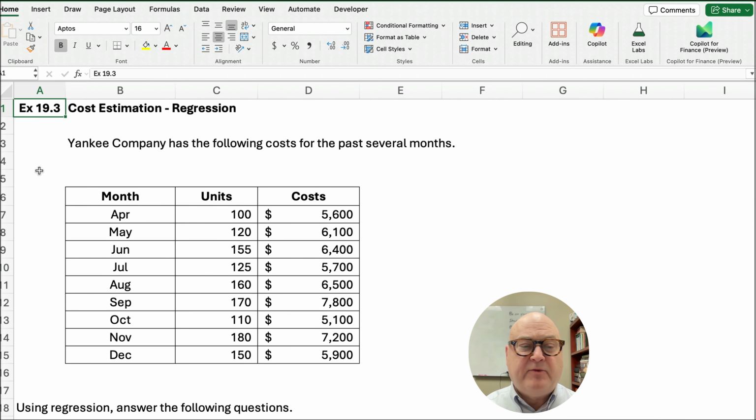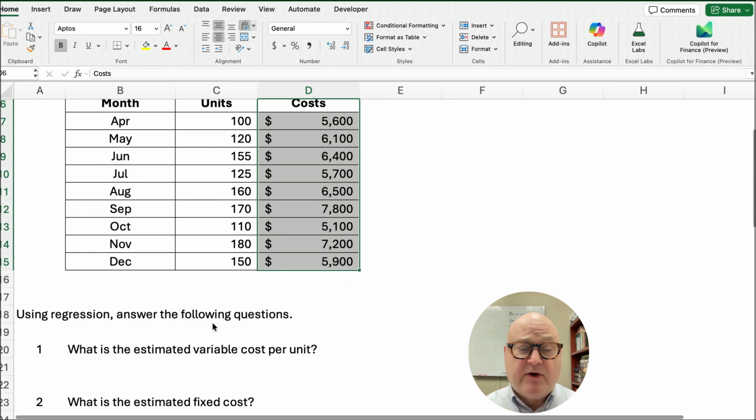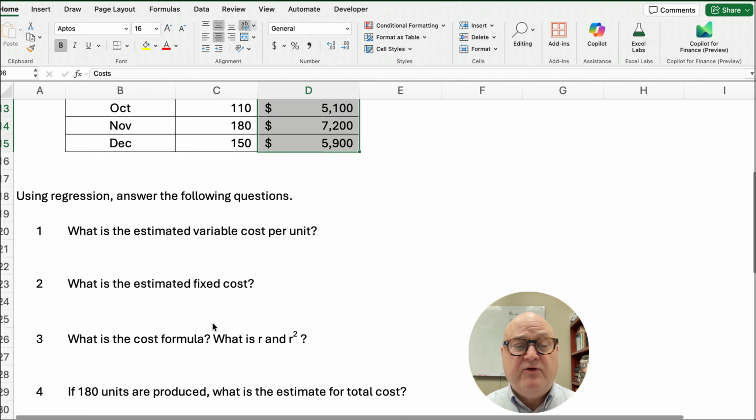So here's our problem. The Yankee Company has about 9 months of information for cost and units. So here's the units and here is the cost. In the previous video we estimated our fixed cost and variable cost using the high-low method. But we're going to answer the same questions here using regression.